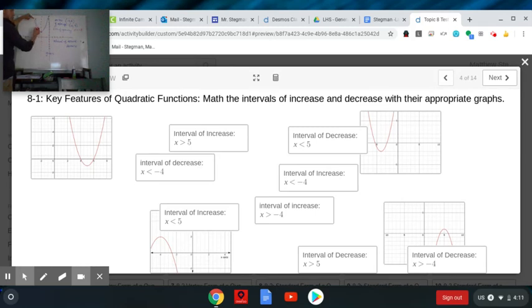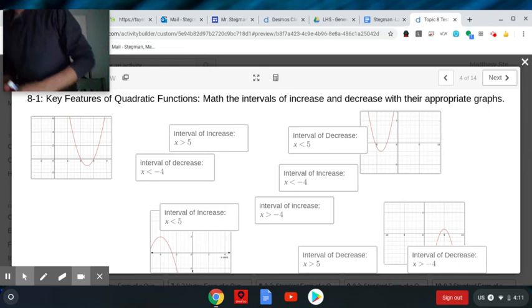So we can say that our interval of decrease is anything on the left side of that axis of symmetry, or when the x values are less than -3. Because my axis of symmetry is -3, we are decreasing on the left side of that axis of symmetry. So we say we are decreasing when x is less than -3. Now, when we pass that axis of symmetry, we are increasing. So my interval of increase is when the x values are greater than -3.